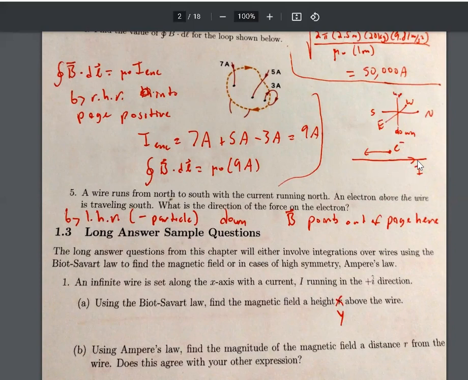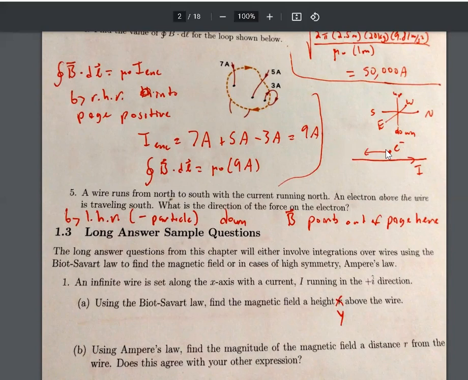All right, so we have our current that is running north. That creates a magnetic field. We can find the direction of it using the right-hand rule. So we point our thumb in the direction of the current, and we can see if our fingers are above the wire, then they point out of the page. So that's the direction of our magnetic field. Now our electron is traveling south, in a magnetic field that points out of the page, which is east.